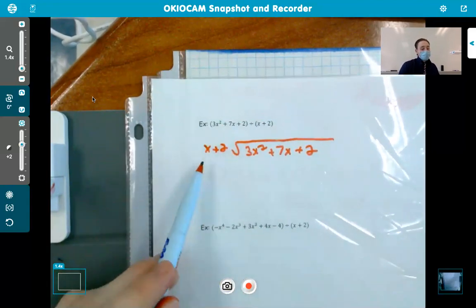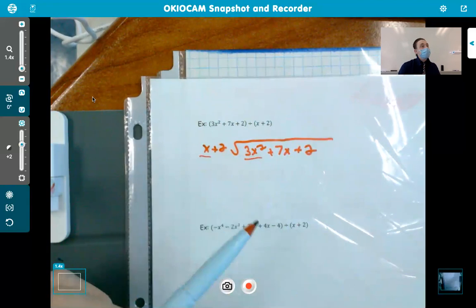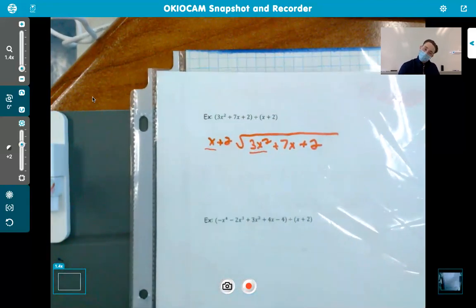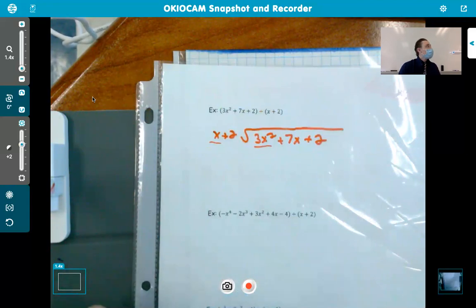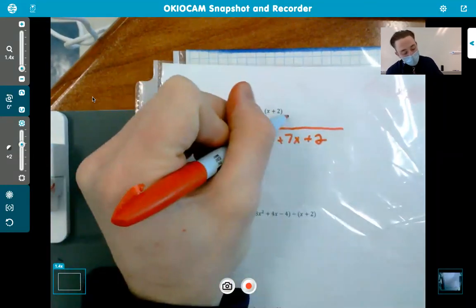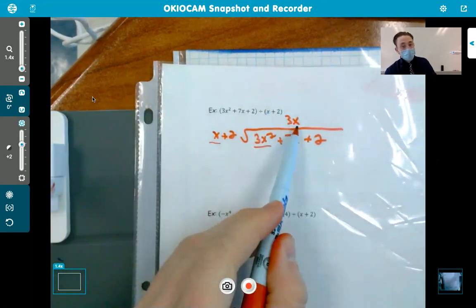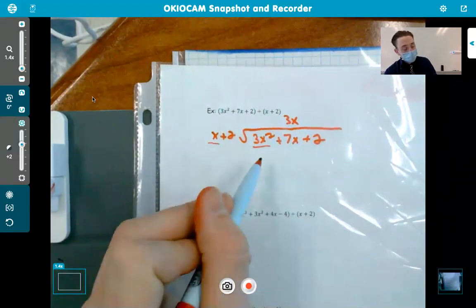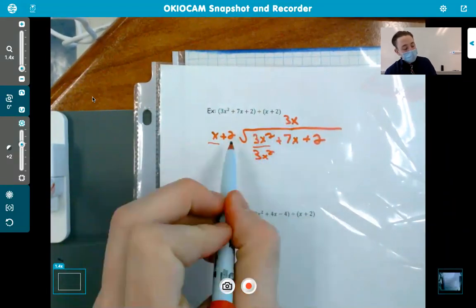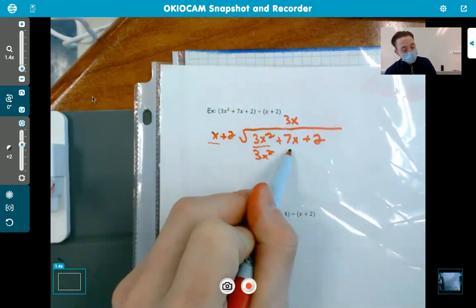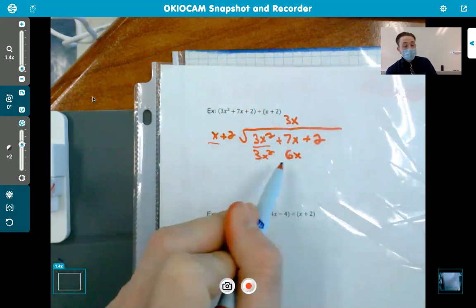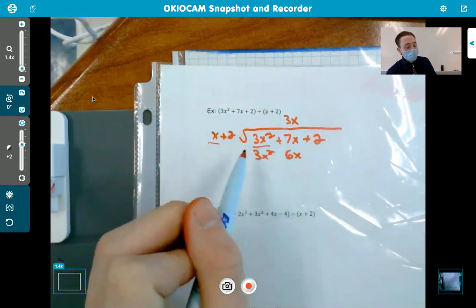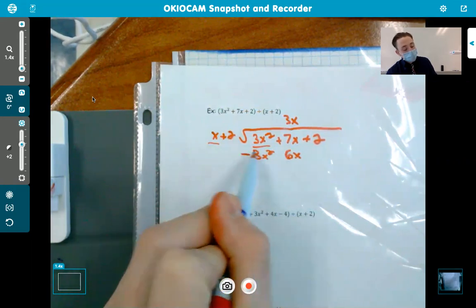What do I have to multiply x by to get to 3x squared? 3x. Yeah, 3x. I'll take that and multiply it by each of these terms here, right? What's 3x times x? 3x squared. What's 3x times 2? 6x. What do I have to do with each of the signs there? They're both positive. What do I have to do with these? Right, change them to a negative.